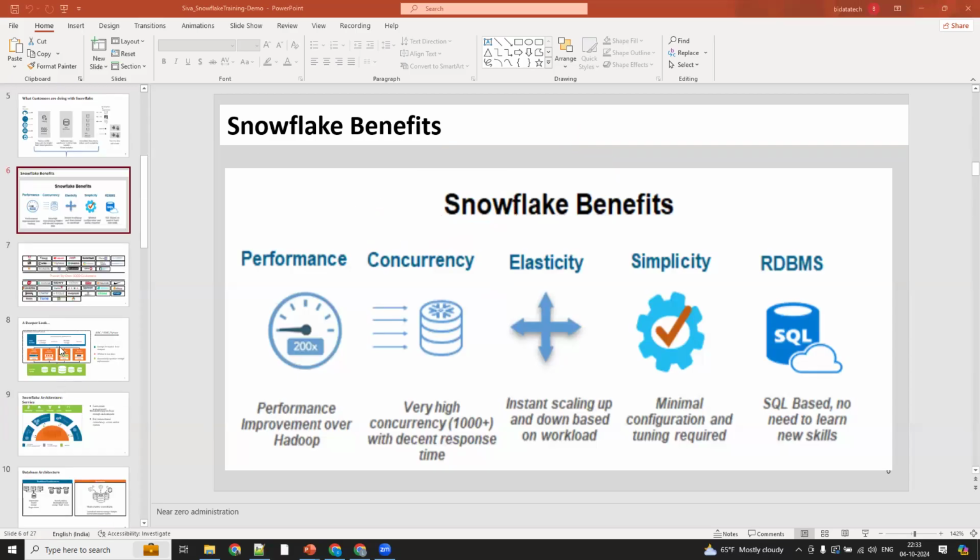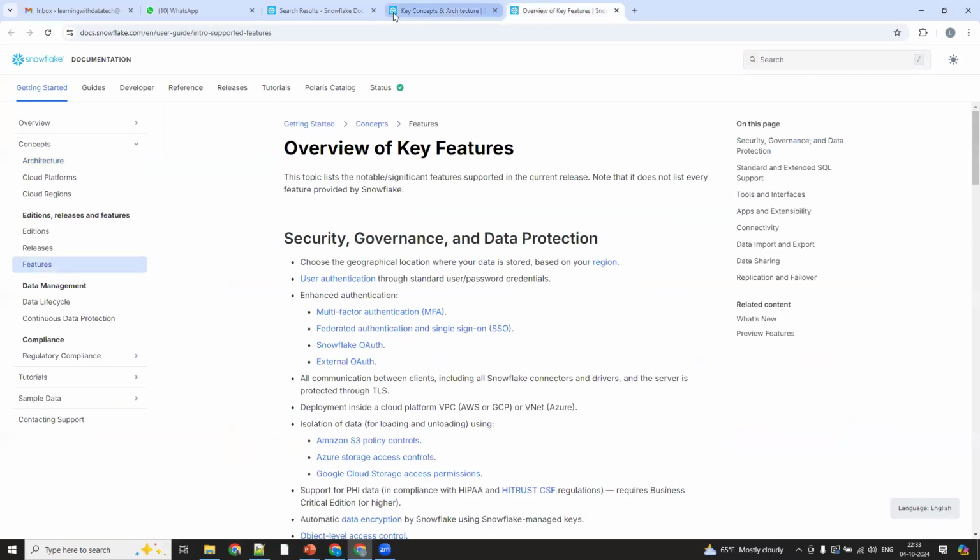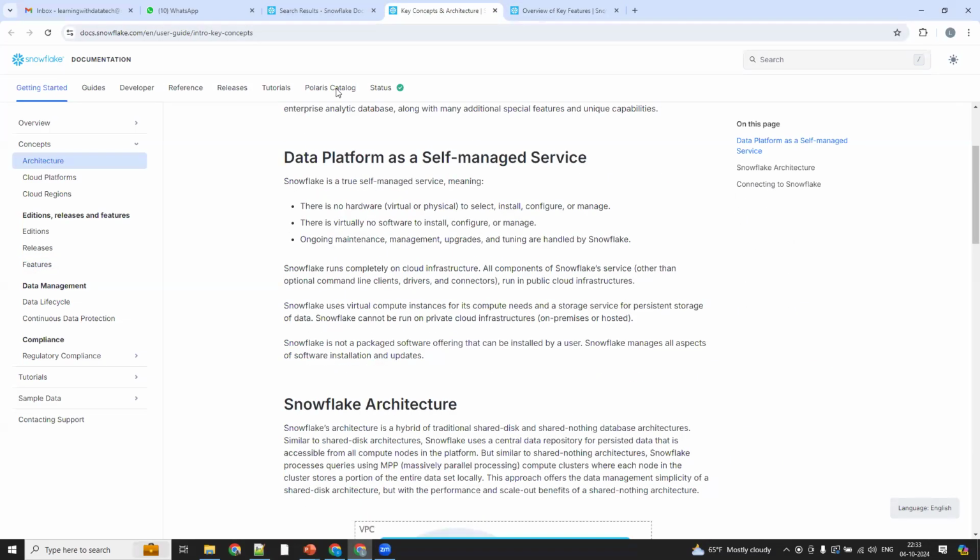Now moving on, let's get into the architecture part, guys. Okay. Now let me go to the documentation. In the entire course, I'll walk you through the documentation only. I'll explain everything from the documentation only. I'll not follow any third-party website or blog. I'll simply come to the documentation and try to explain everything here.